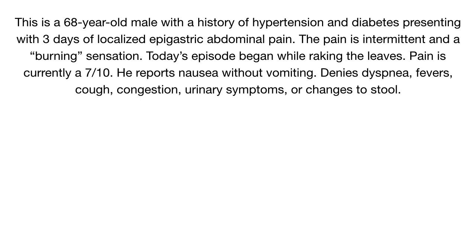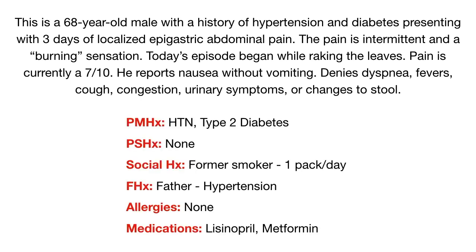As you get more information, you learn the patient is a 68-year-old male with a history of hypertension and diabetes, presenting with 3 days of localized epigastric abdominal pain. The pain is intermittent, and he describes it as a burning sensation. Today's episode began while raking the leaves. The pain is currently a 7 out of 10. He reports nausea without vomiting, and he denies dyspnea or shortness of breath, fevers, cough, congestion, urinary symptoms, or changes to stool.